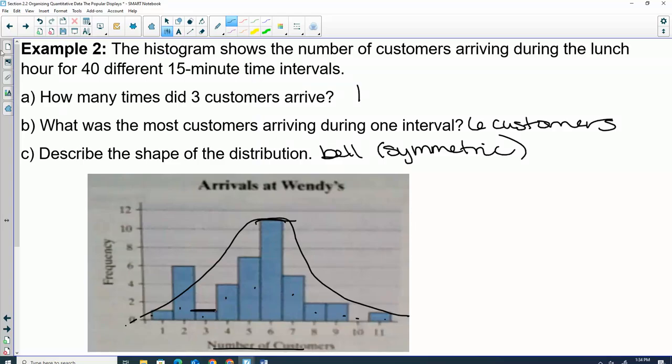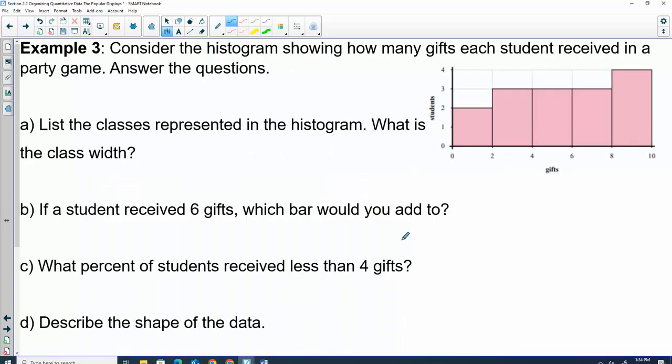All right. I want you guys to look at this one and see if you can answer the question.